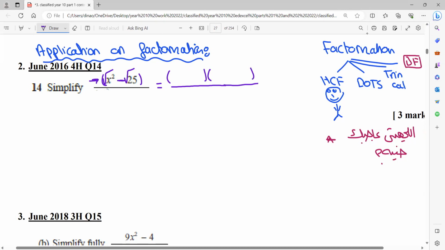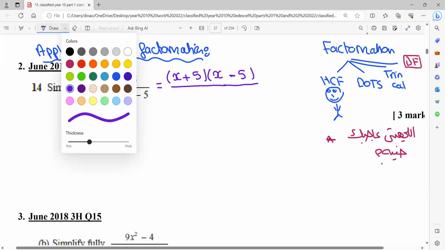Factorization of the difference of two squares is two brackets that are almost the same, one positive, one negative. X power 2 changes into X and X. Square root of 25 changes into 5 and 5. That's it. So up here we dealt with it as a difference of two squares problem. So I factorized the numerator.